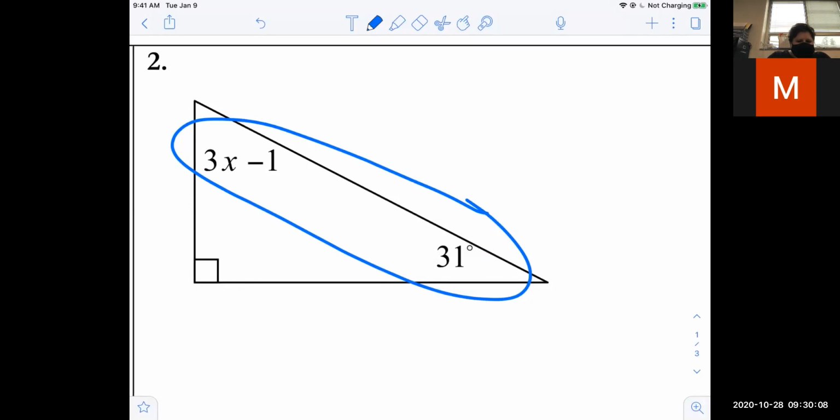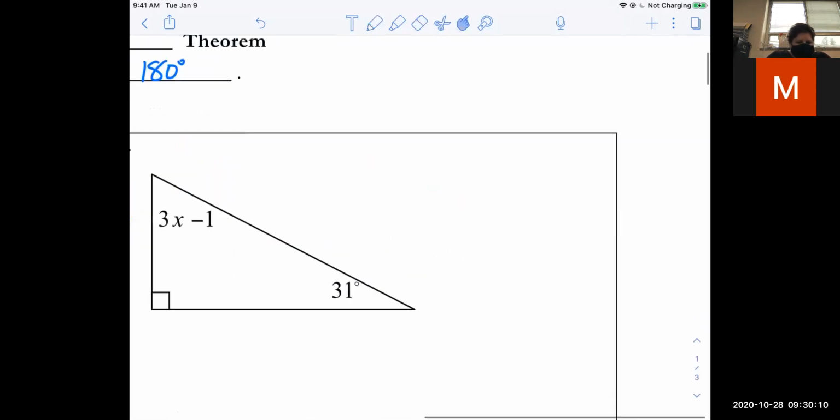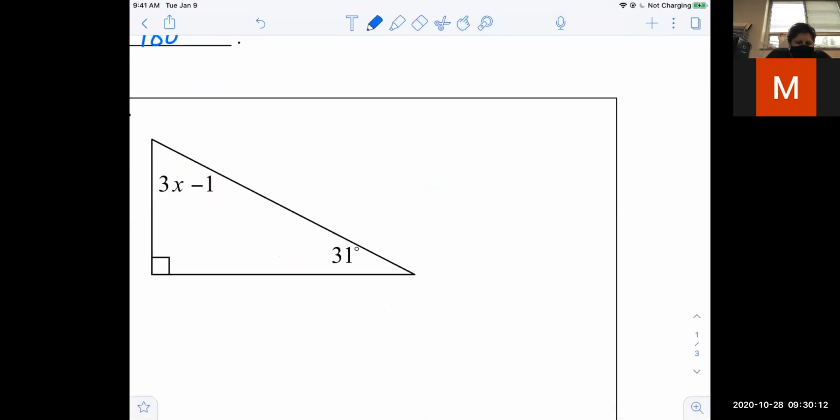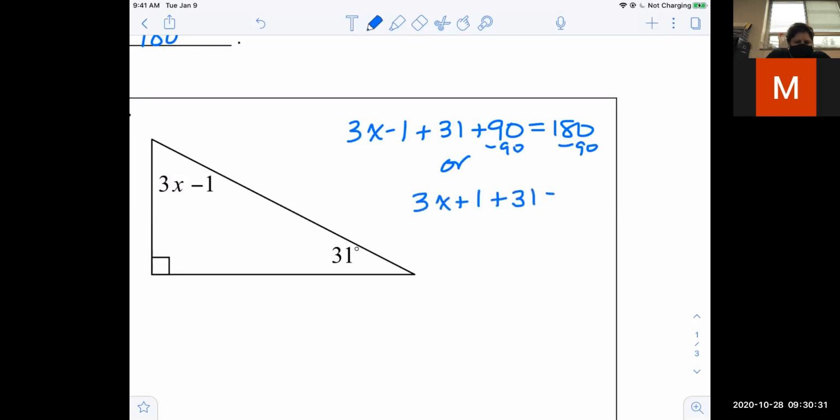So you kind of have two options on this one. You can either just do the normal, add the angle measures up to 180: 3x minus 1, and 31 and 90 has to equal 180. Or you can just take away that 90 from the 180, right? Just think about taking away that 90 there and say that we know that 3x minus 1 and 31 has to add up to 90. So that's actually a different theorem, but we can still call that triangle angle sum theorem. We'll talk about that in a few minutes.